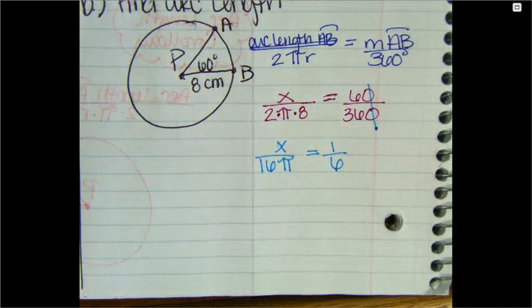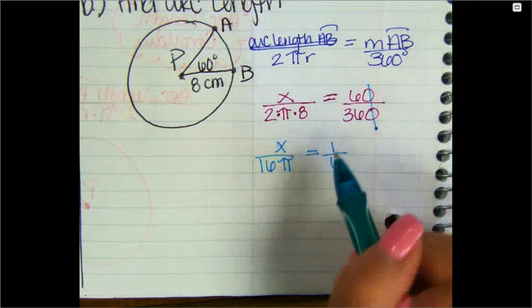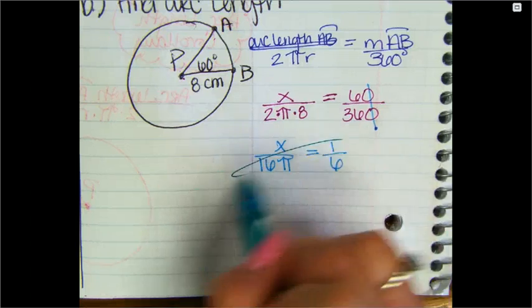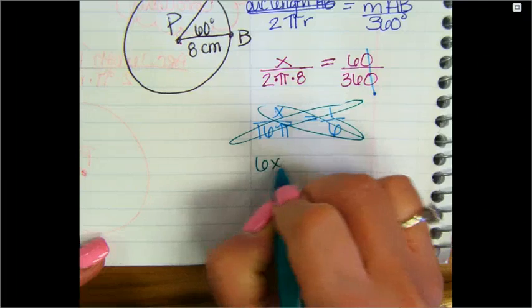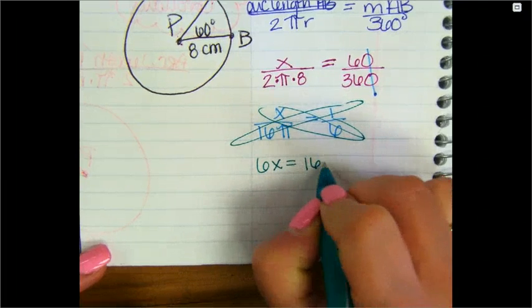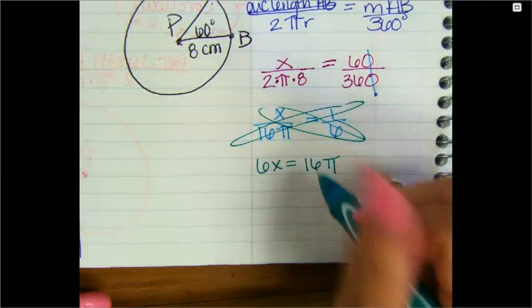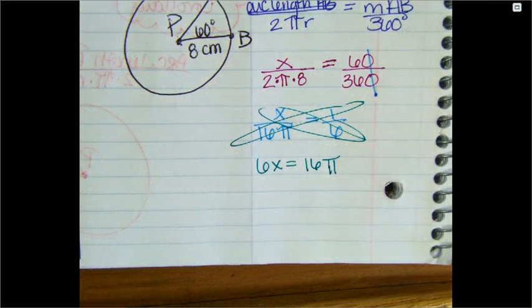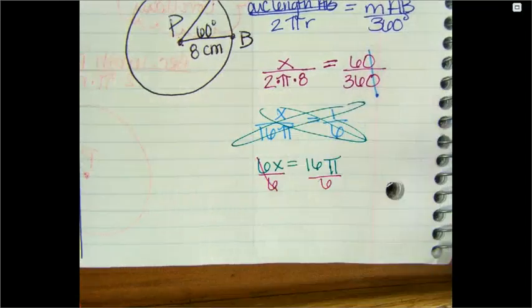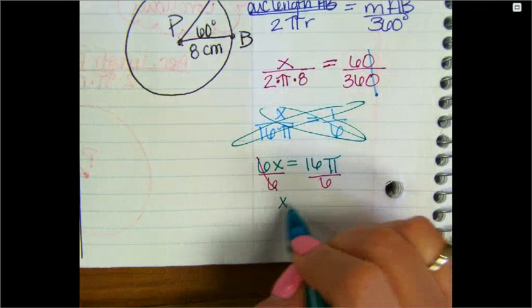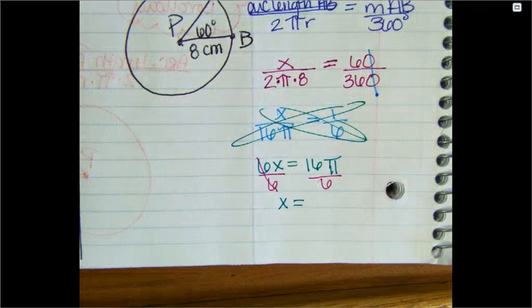Okay, you have a proportion. How do you solve proportions? Cross multiplication. So 6 times x equals 16 pi. Now what? Divide by 6. Hopefully you show your work, because you guys don't always show your work, and guess what's going to happen? You're going to get it wrong. So we get 16 pi over 6.